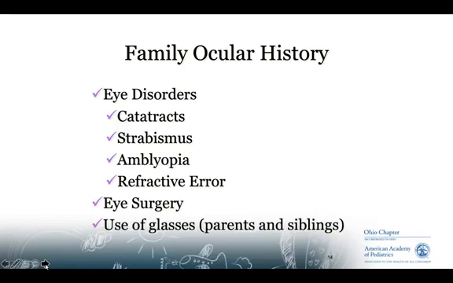Family history that we should be obtaining in regards to the pediatric eye exam include asking about eye disorders such as cataracts, strabismus, amblyopia, or refractive errors, any history of family members who have had eye surgery, and whether parents and siblings have ever needed glasses to help them see.